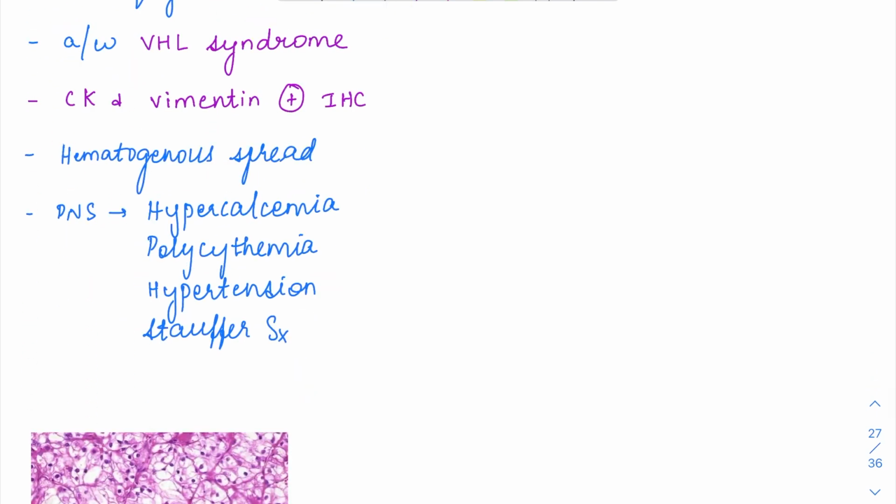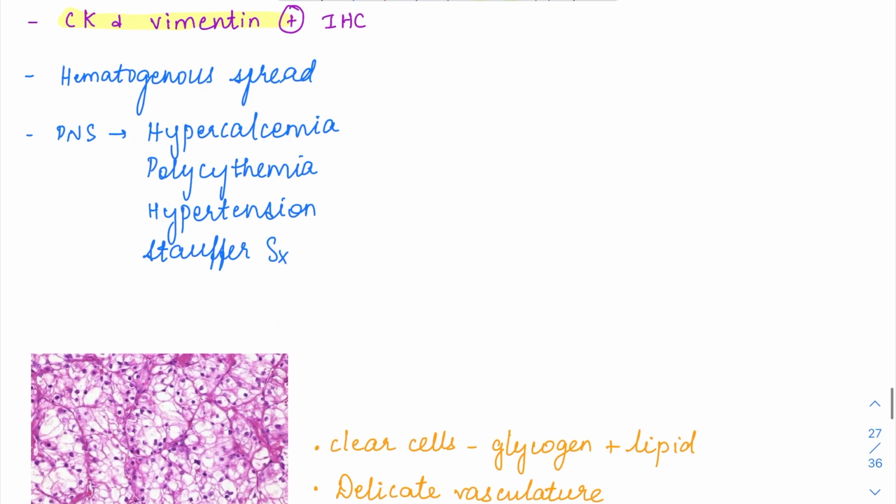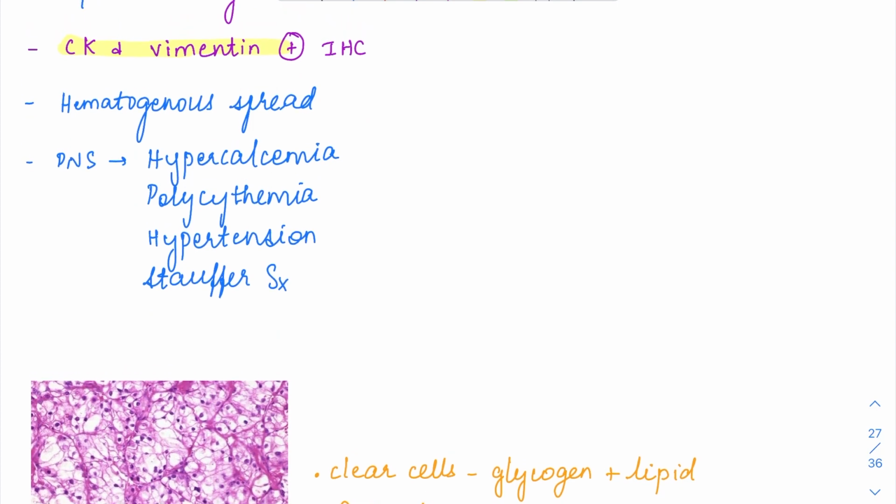Then on immunohistochemistry, if you see, there are very few tumors which express an epithelial marker and a mesenchymal marker simultaneously. So CK is a cytokeratin. So cytokeratin is an epithelial marker, while vimentin is a mesenchymal marker. So very few tumors express this co-positivity of CK and vimentin, and clear cell RCC is one such tumor wherein this co-positivity of vimentin and CK is seen. Okay, and clear cell RCCs are known for hematogenous spread through the renal vein. So through the renal vein, they can even reach up to the right atrium.